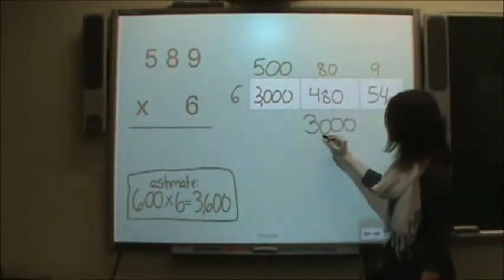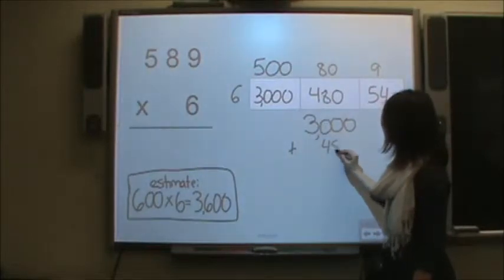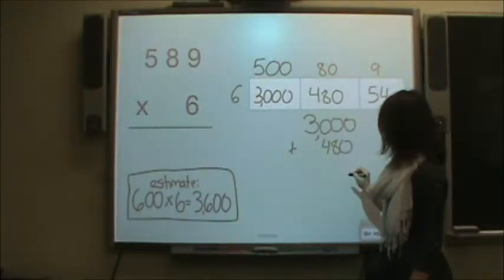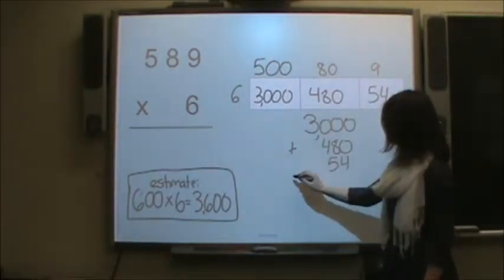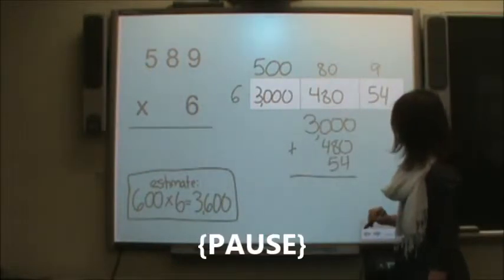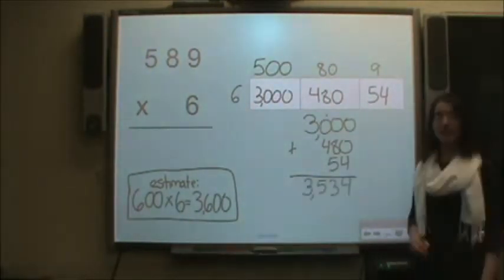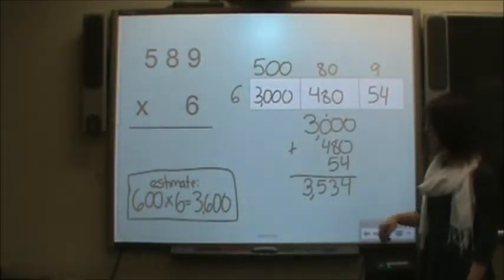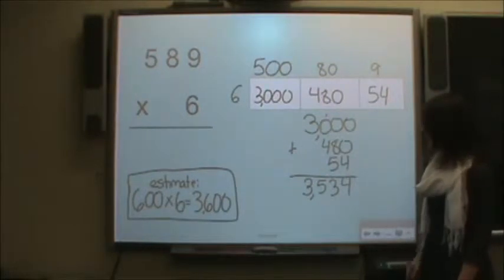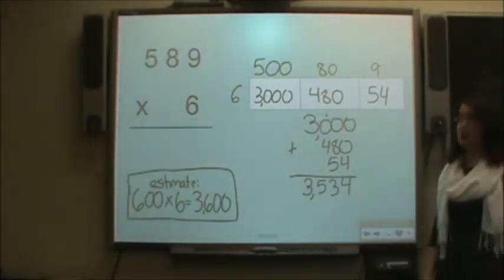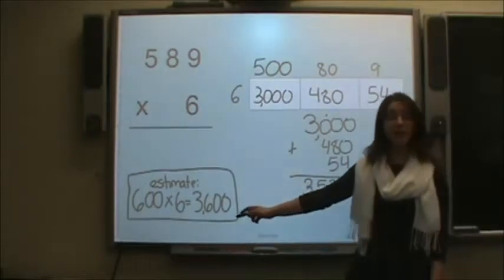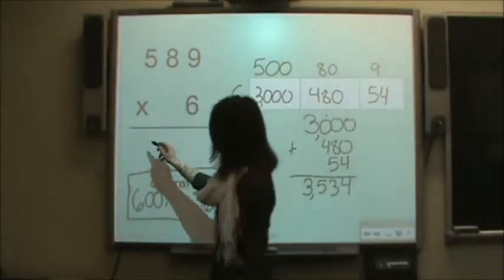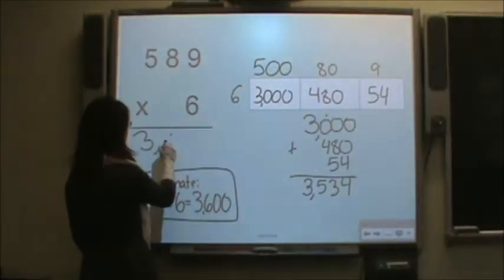3,000 plus 480 plus 54. Pause your video and add those together. You can use whatever method you'd like to add them together as long as you get the correct answer. I just happened to use the traditional way to do it, and my answer was 3,534. That's really close to my ballpark estimate of 3,600, so I can be pretty confident that this is correct, that I didn't make any major errors at least.